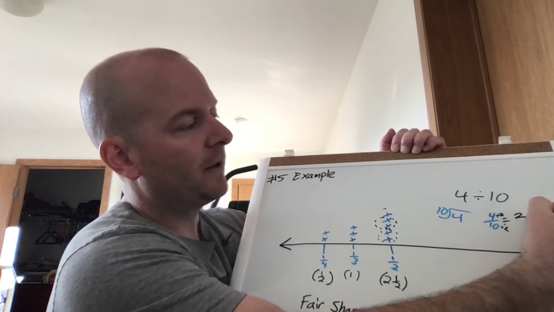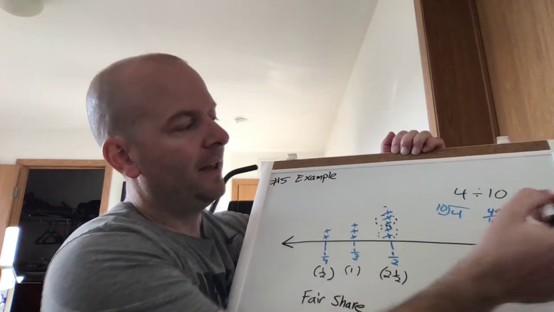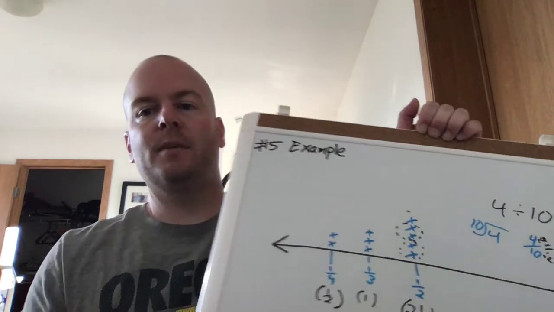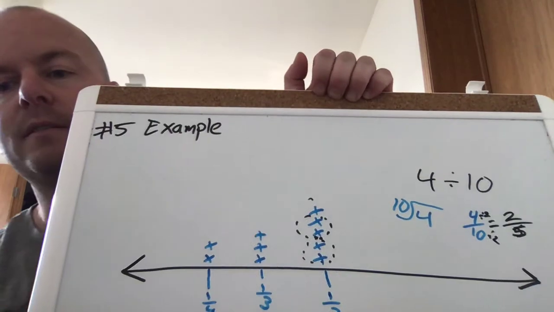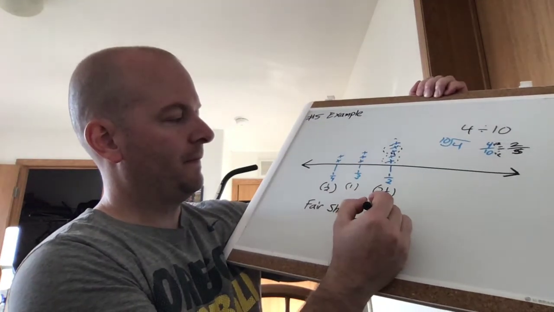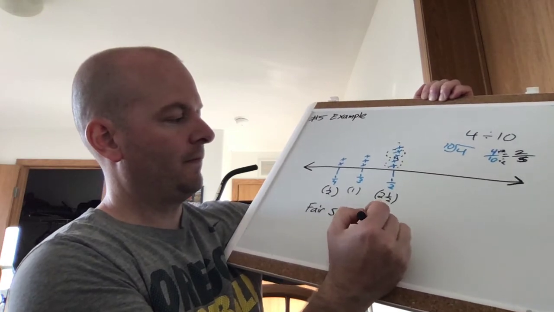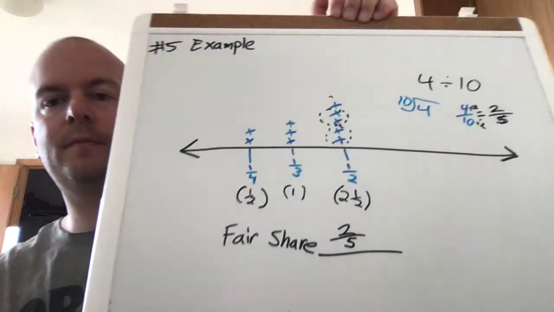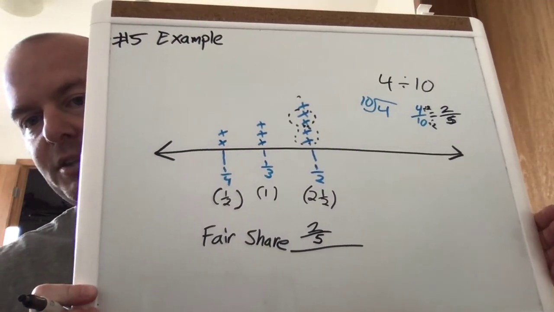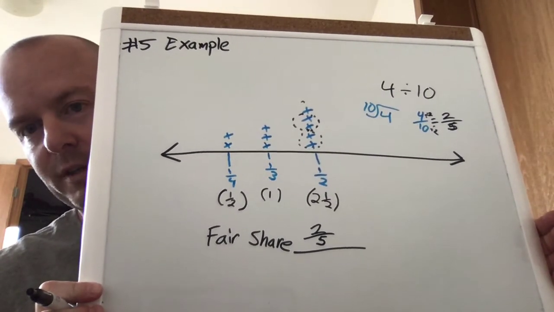And I end up with, that's a 5, it looks like a J. Now it just looks like a mess, but that is 2/5. And so our fair share is 2/5.